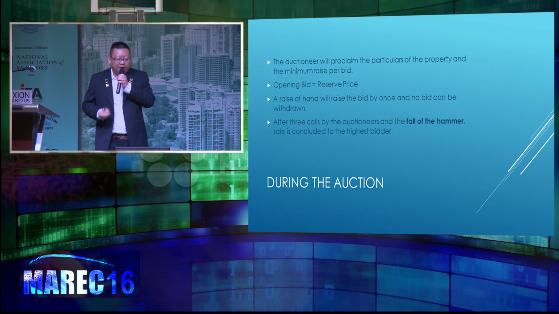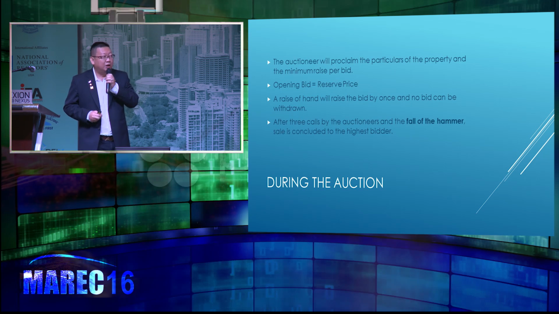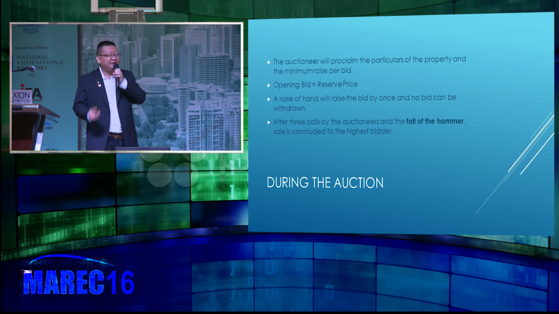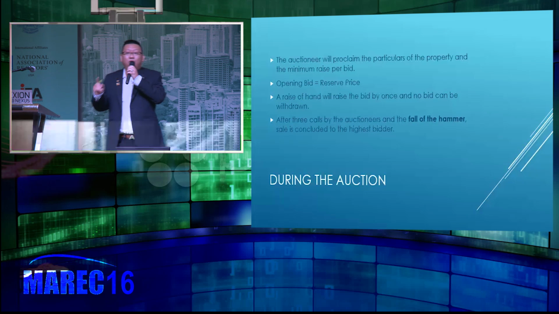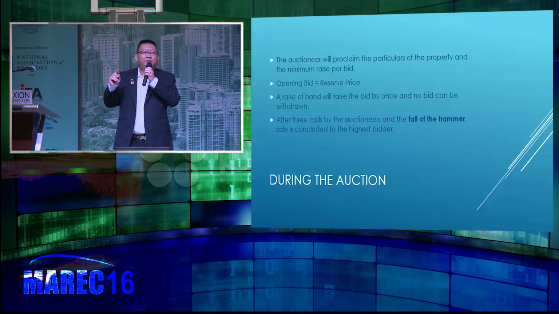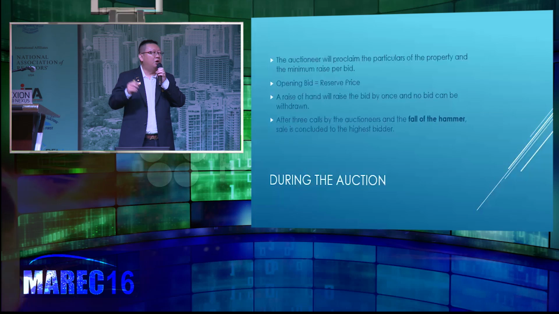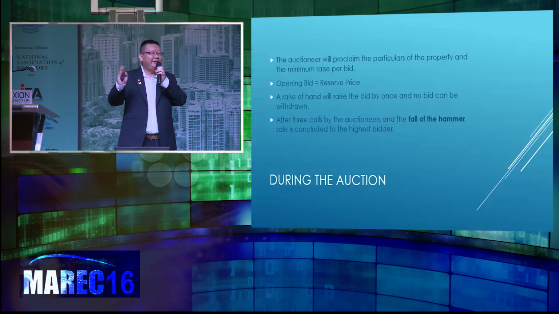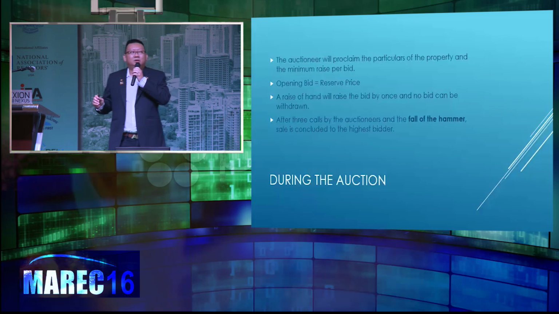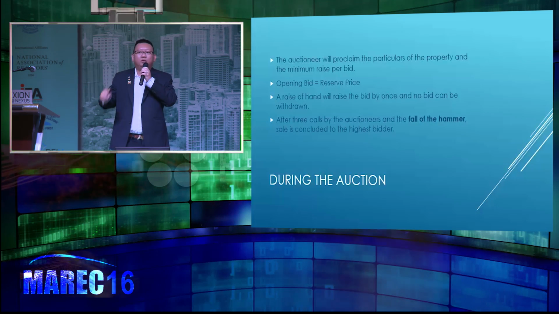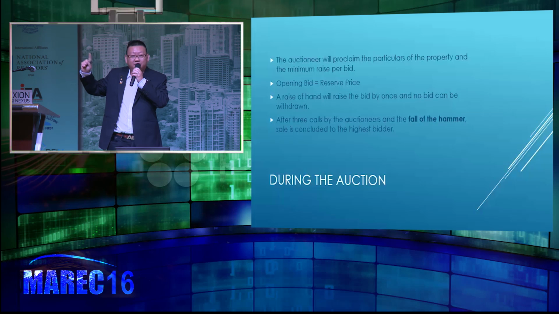And the auctioneer will proclaim the particulars. He will announce the particulars of the property and the minimum raise per bid. I have gone to an auction before where this was only an 80,000 land auction at the land office. 80,000, very cheap. So before we went there, we actually thought each raise would be 1,000. Yeah? Makes sense, right?